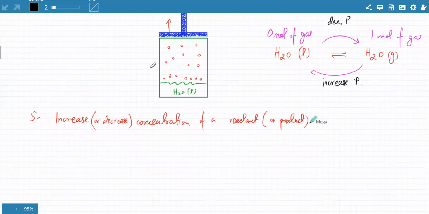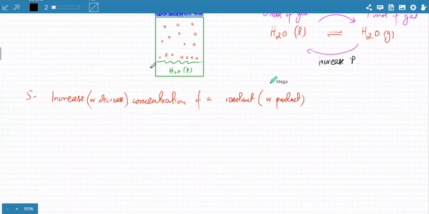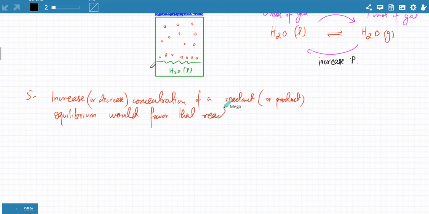So if I increase the concentration of a reactant, equilibrium would oppose that. Equilibrium would favor the reaction that decreases the concentration of the reactant, that does the opposite. Which means in this case, if I increase concentration of a reactant, equilibrium is going to try and decrease the concentration of the reactant.